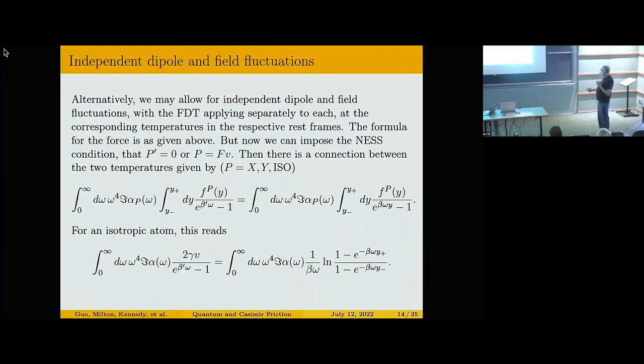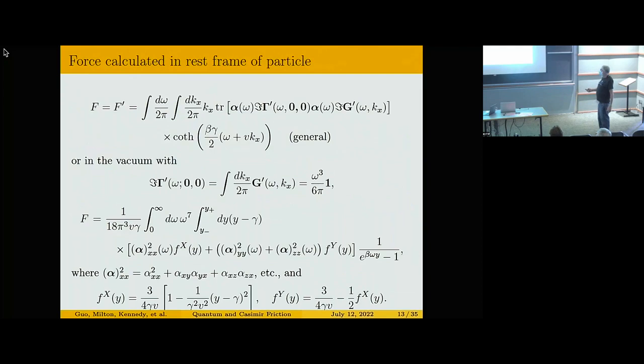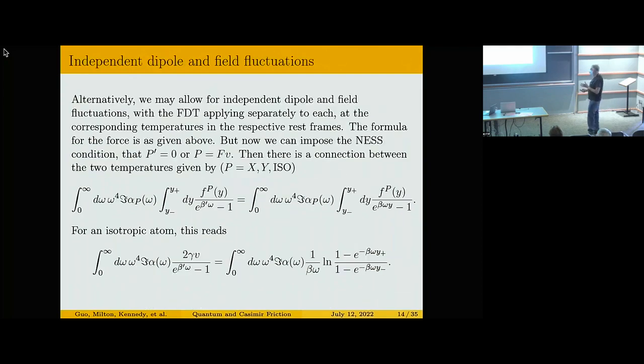Now there's another way of attacking this thing. You could imagine that you have independent dipole fluctuations, independent from the field fluctuations. That was our original formula I wrote down when I first started talking about quantum friction, which had both independent fluctuations going on.